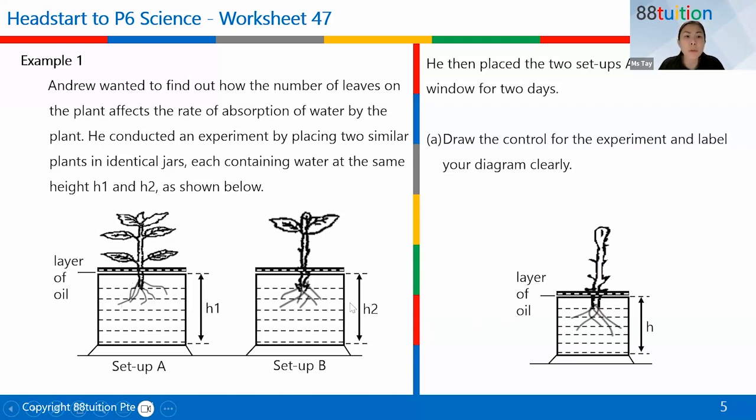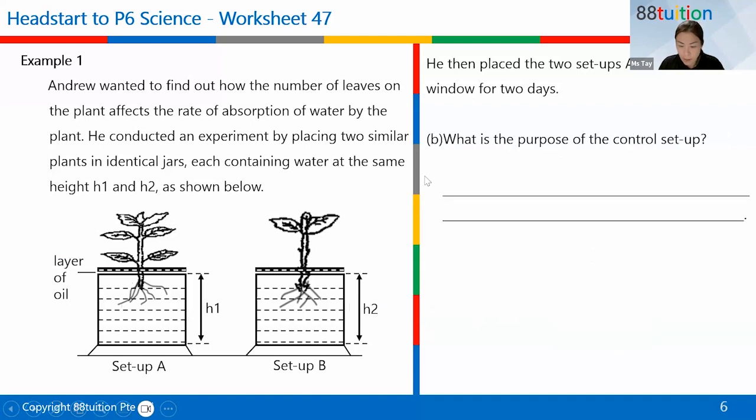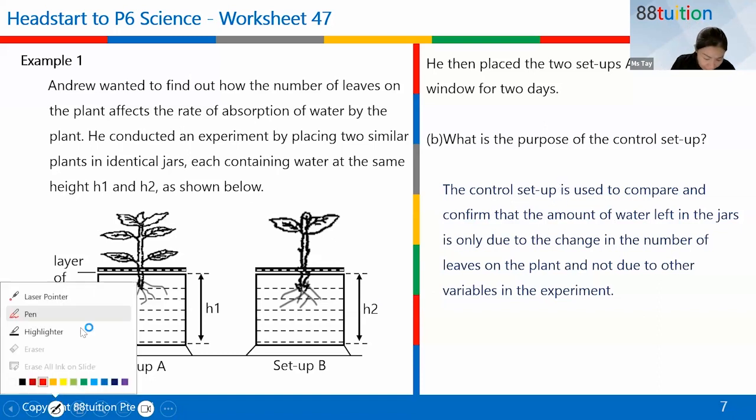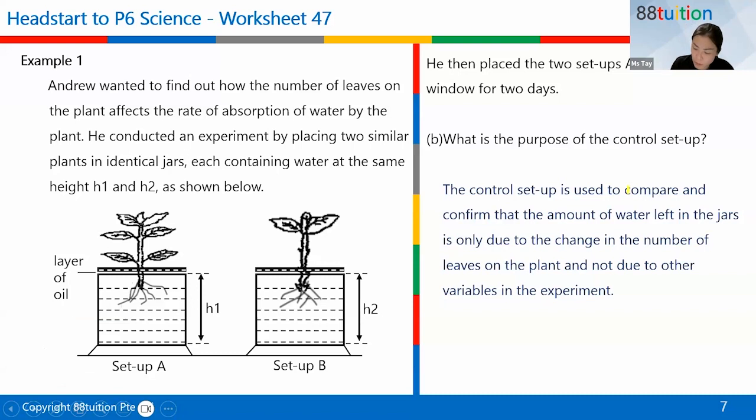So when you draw the control, you remove the change variable. Now, what is the purpose of the control setup? The way to answer, remember, is like this. Control setup, listen very carefully. It is very crucial that you know this: use these words, compare and confirm. Compare and confirm that the amount of water left in the jar is only due to the change in the number of leaves. So we did mention the change variable, right?